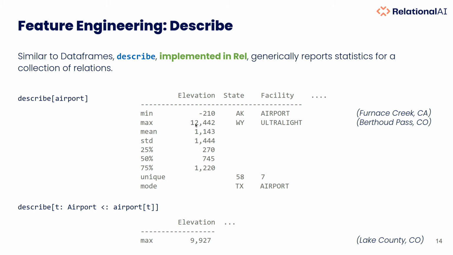That's kind of interesting. I was surprised by that. It's very high. It turns out that that's actually a heliport, right? So that's in Colorado. And now if you want to restrict it better, you say, give me the highest actual airport. Then you get 9K feet, which is Lake County.